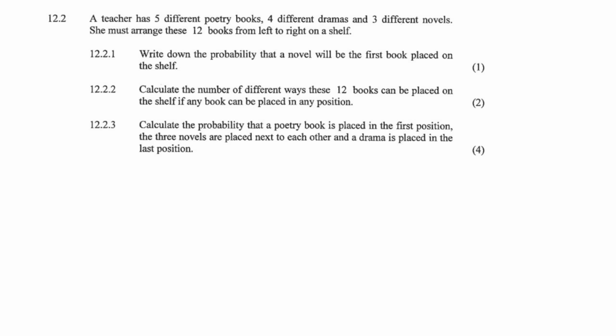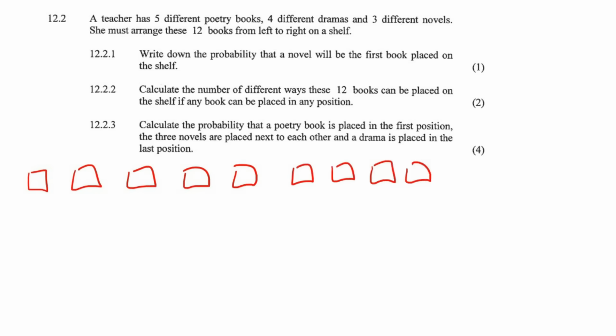So here we have a teacher who has 5 different poetry books, 4 different dramas, and 3 novels. Okay, so we've got 12 books. Let's just go draw this out for ourselves. So 5 poetry books, 4 drama books, and 3 novels. So I'm just going to go P1 for poetry, P2, P3, P4, P5. Then we've also got some drama books, drama, drama, drama, and drama, and then 3 novels.